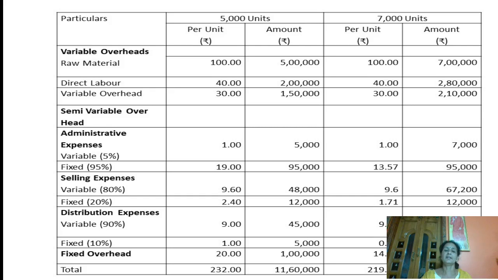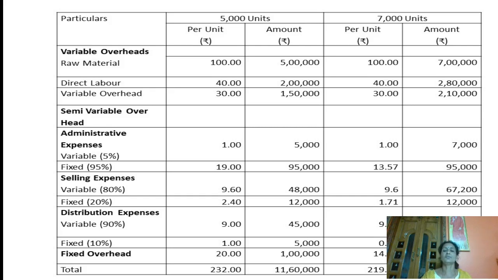Here in direct labor, what they have given is per unit cost, check the previous slide, since we have taken two columns, that is both per unit cost and total cost. You can see here direct labor per unit is 40. So 40 into 5,000, when you multiply, you will get 2 lakhs. So for direct labor, per unit cost is 40 and the amount is 2 lakhs.